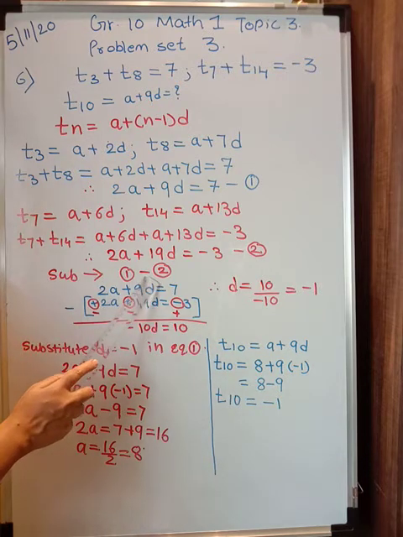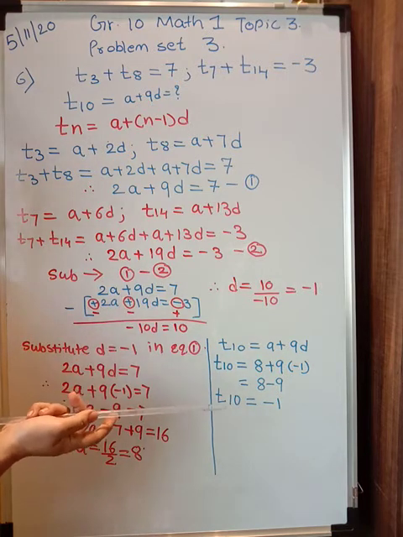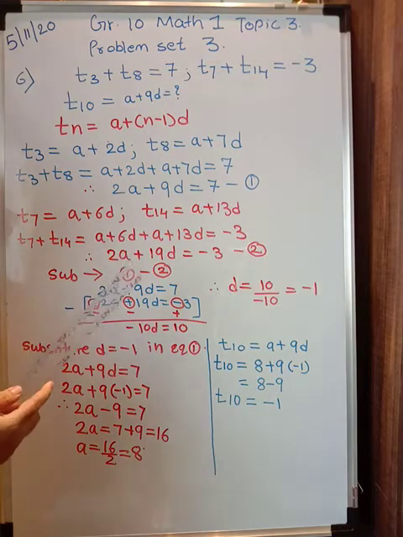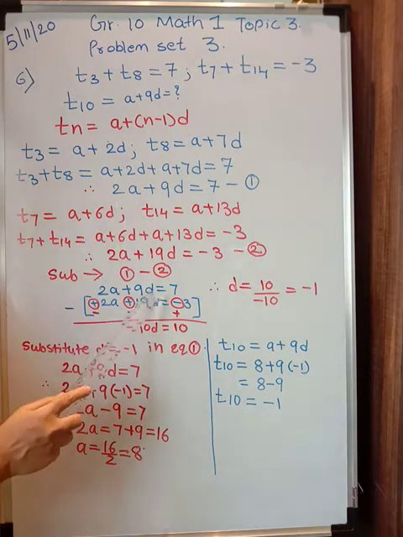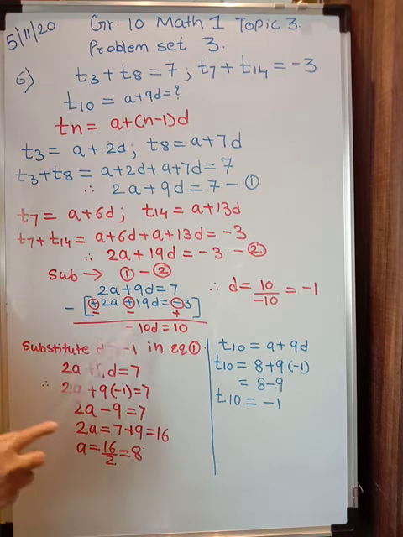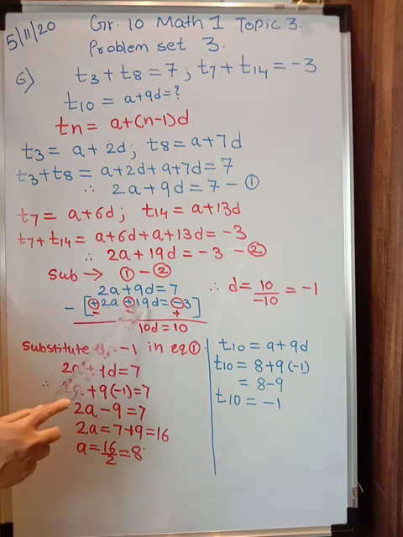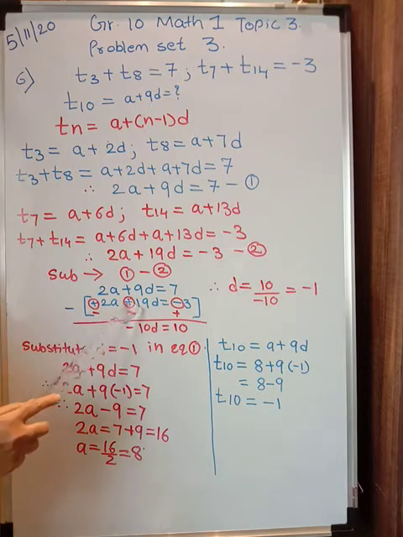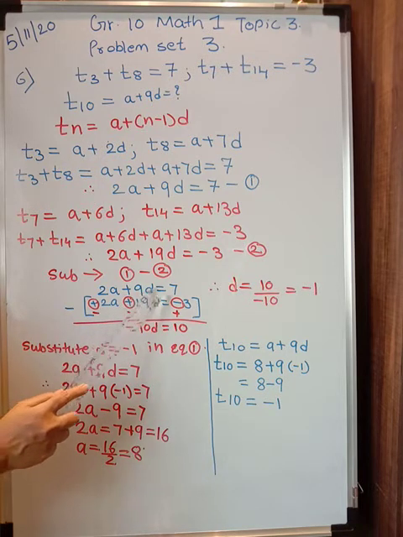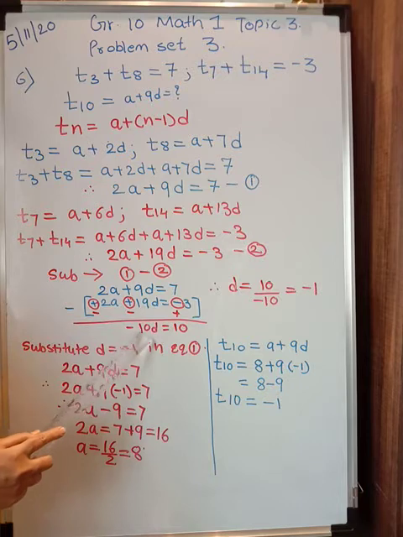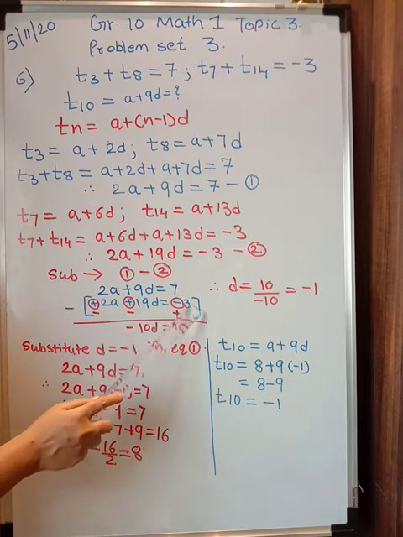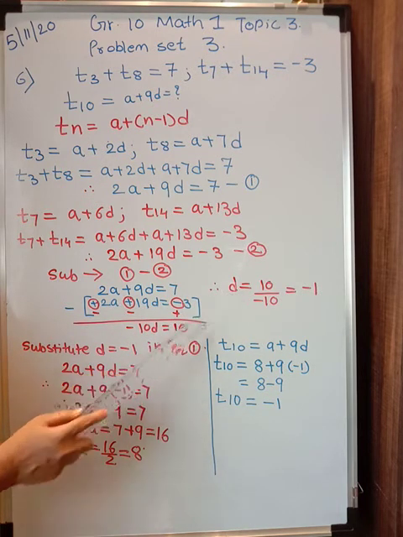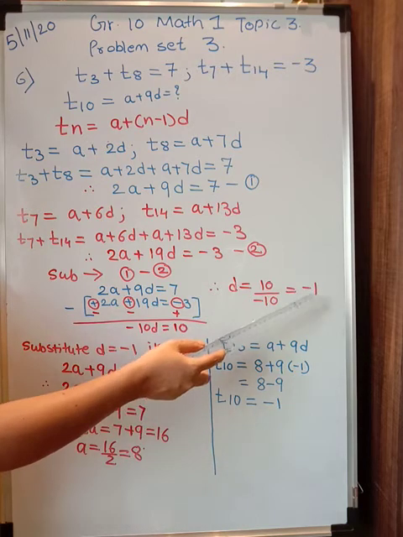Subtract 1 minus 2 or you can do 2 minus 1, doesn't matter. So the first equation is 2A plus 9D is equal to 7 minus the whole second equation, that is 2A plus 19D is equal to minus 3. Because of this minus sign, all these signs are going to change. So you have 2A minus 2A will be 0. 9D minus 19D will be minus 10D. And 7 plus 3 will be 10. So D is obviously 10 upon minus 10 which is equal to minus 1.